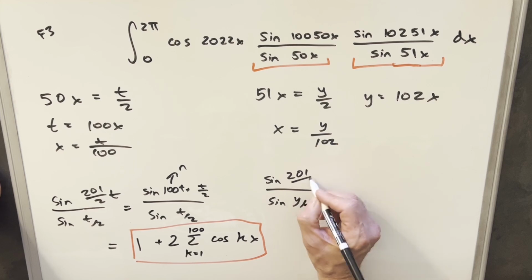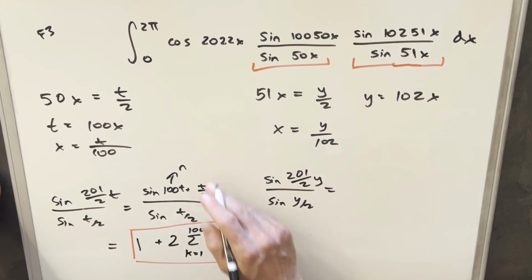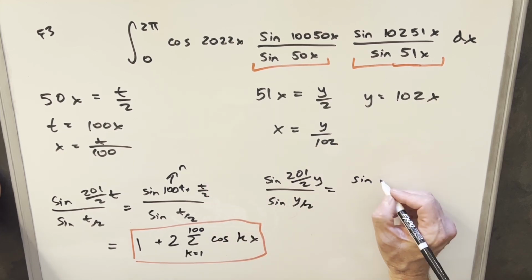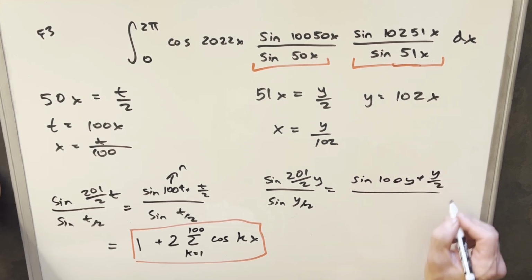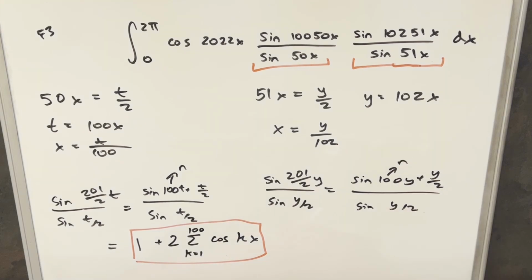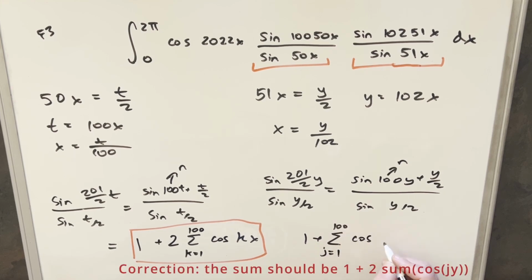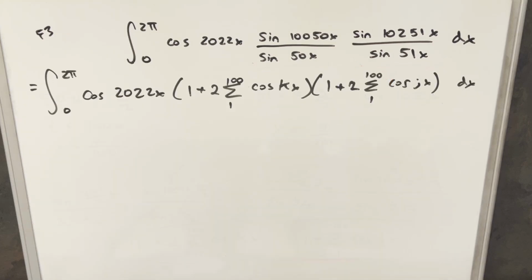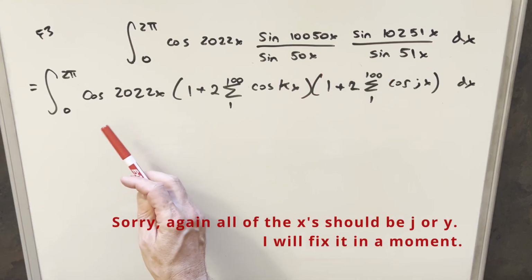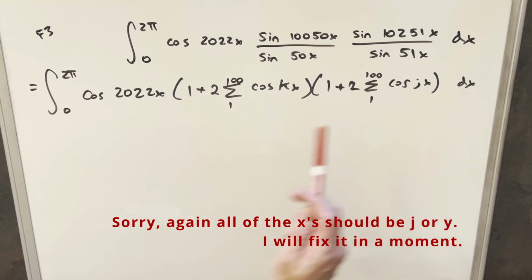You're going to have 201 over 2 y, and we can rearrange it this way and write it as sine of 100y plus y over 2. Using the formula again, we'll write it as 1 plus 2 times the sum, using a different index, from j equals 1 to 100, of cosine of jx. And so we can take this piece and put it back in our integral for this one right here. Now at this point you can see we've eliminated all sine functions and we just have cosines all the way through.